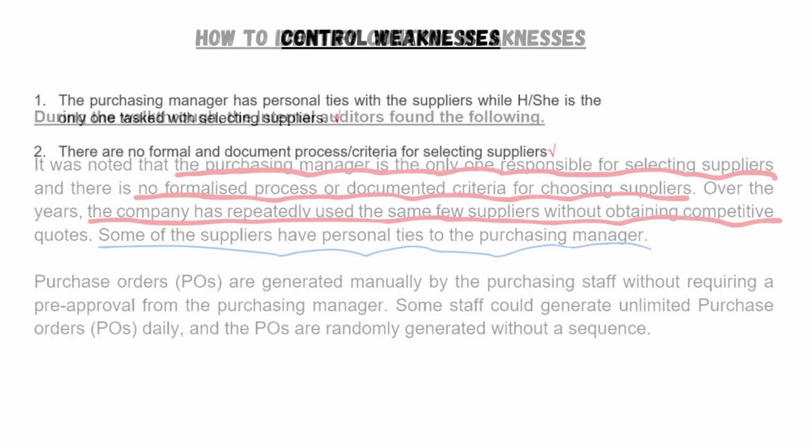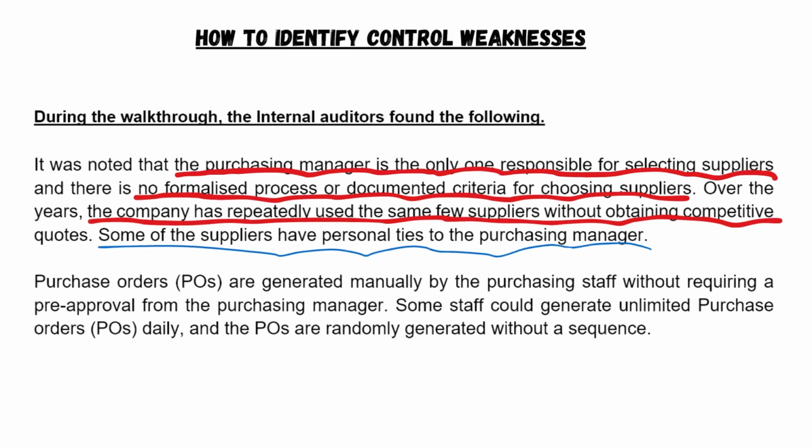If we go further, we can also see the statement saying that over the years, the company has repeatedly used the same suppliers without obtaining competitive quotes. To ensure that we are operating in an effective and efficient way as an organization, we compare prices so that we can buy from a supplier that offers the best quality but at the same time offers the best price. We should be obtaining quotes from at least 3 suppliers.